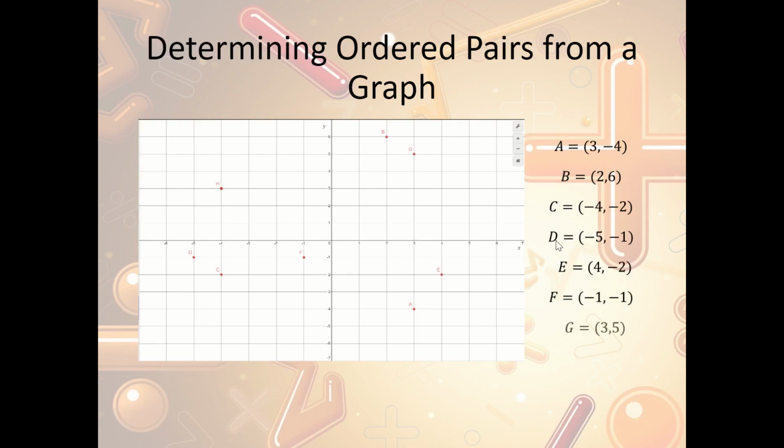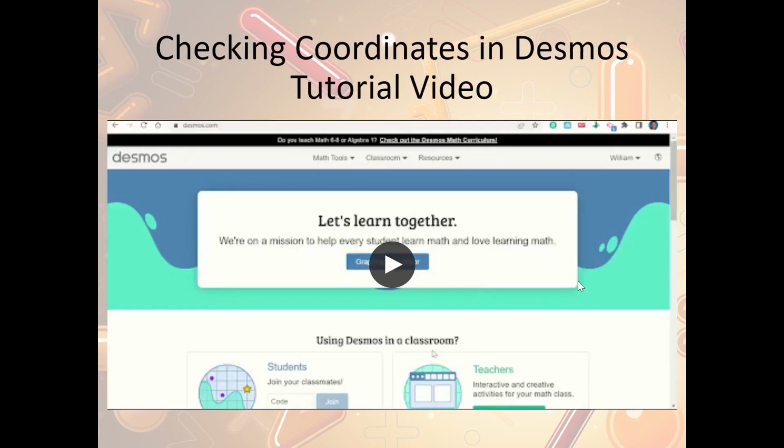And then G is here, so G is 1, 2, 3, and then 1, 2, 3, 4, 5, so 3, 5. And then H is here, which is negative 1, 2, 3, 4, so negative 4, and 1, 2, 3, so negative 4, 3. And so that's how I can look at graphs of coordinates and be able to figure out what their ordered pairs are. There's a video here now that shows you how to check your coordinates in Desmos. You can watch that as well.